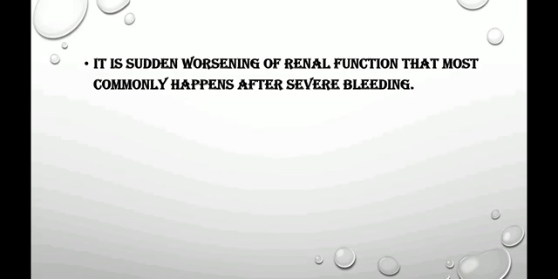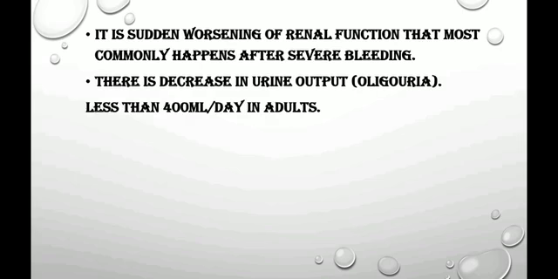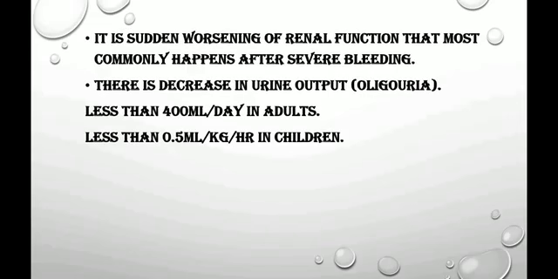In this, normally what happens is that your renal functioning, that is the functioning of your kidney, becomes worse, and that occurs suddenly, and commonly it happens after severe bleeding, and there will be a decrease in urine output. In medical terms we call it oliguria. In this condition, in adults the amount of urine becomes less than 400 ml per day, whereas in children it becomes less than 0.5 ml per kg per hour.